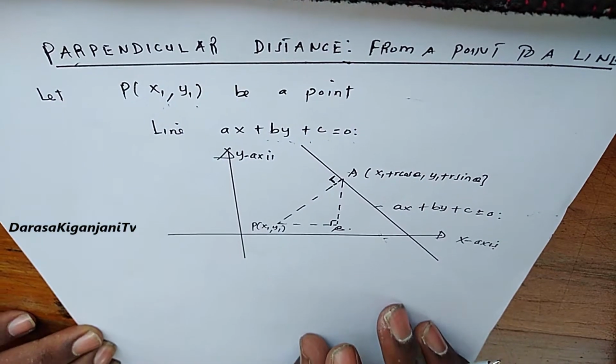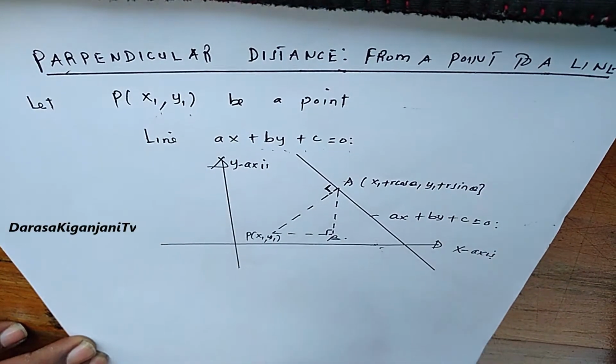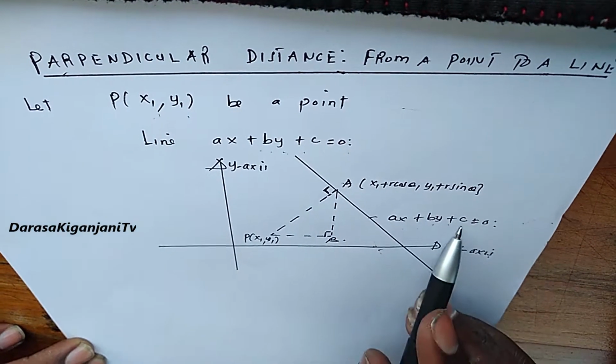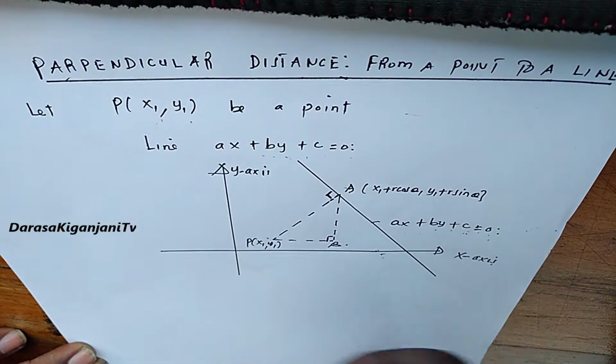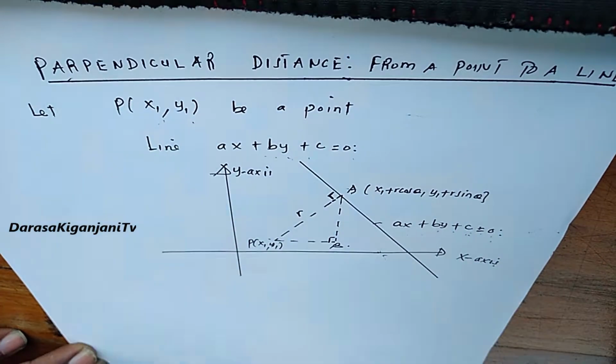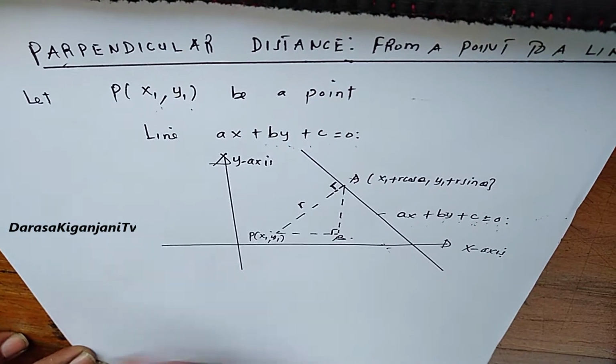In a Cartesian plane, the distance from a point P to a line, and this is our line ax + by + c = 0. Now we need this distance. Let us call it distance r. Now, how to obtain distance r?